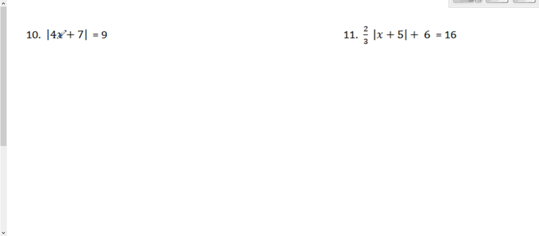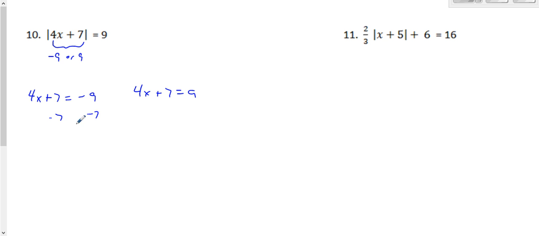Anytime you have absolute value, you must understand that the inside of the absolute value can either be positive or negative of whatever the answer is. So inside can be -9 or +9, and both will have an outcome of +9 for the answer. So we need to calculate when 4x plus 7 equals -9, and when it also equals +9. So we're going to solve these two equations.